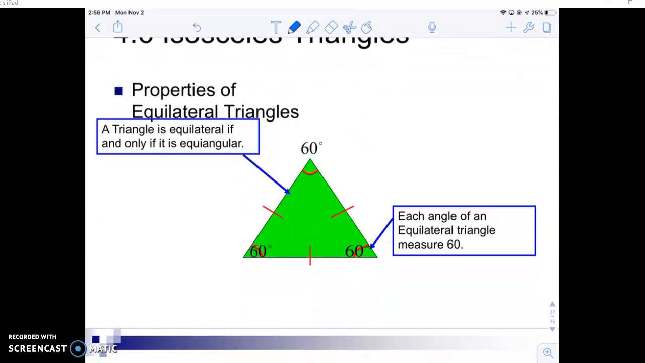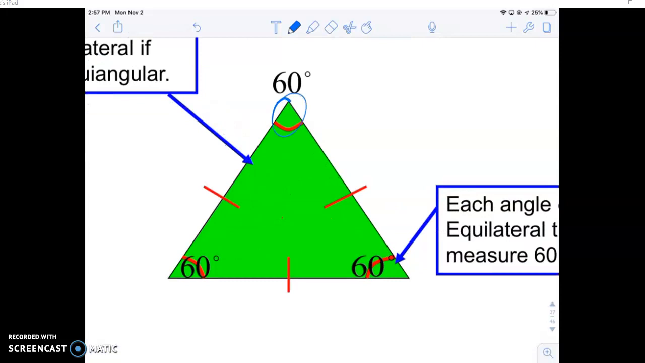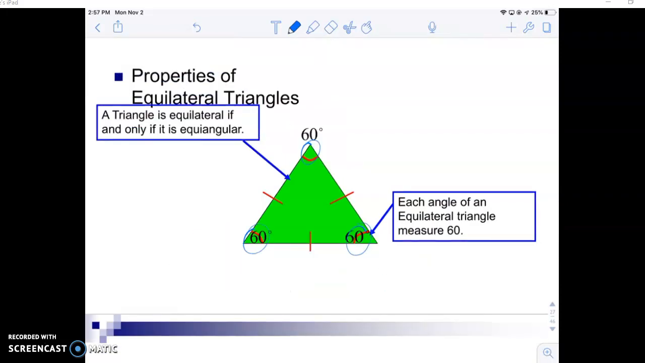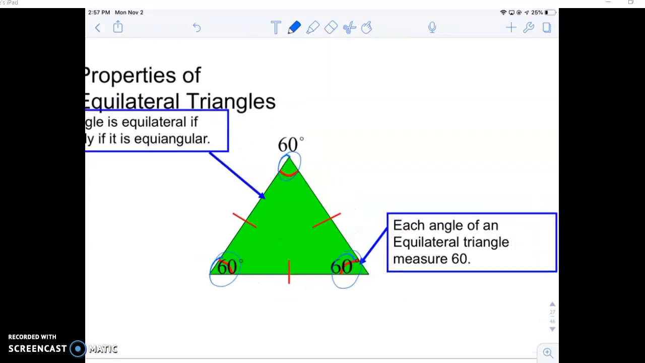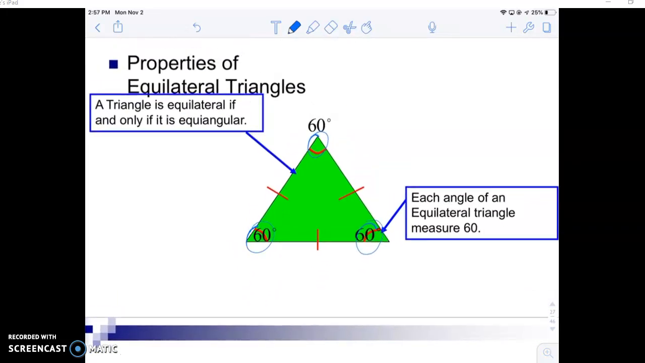Next, we have properties of an equilateral triangle. First, it says a triangle is equilateral if and only if it is equiangular. So in order for it to be equilateral, it has to be equiangular. If it's an equilateral triangle, all three of these angles will be 60 degrees. Each angle of an equilateral triangle measures 60 degrees, so all equilateral triangles always have 60 degree angles.